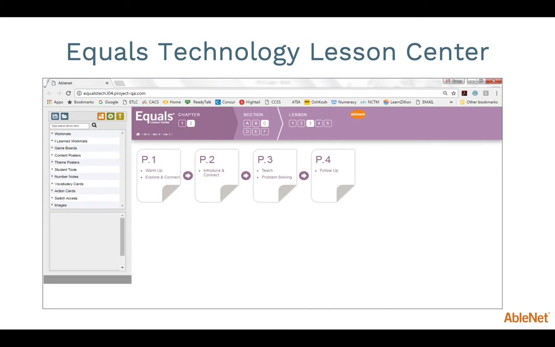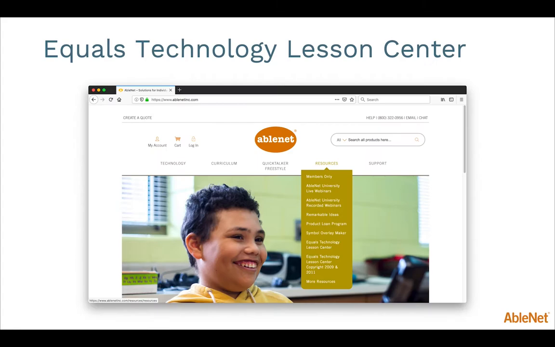Please refer to the Equals training webinar, Equals Technology Lesson Center, to see how this tool can be used during implementation of the curriculum. The link to the Equals Technology Lesson Center can be found on the AbleNet website on the Resources drop-down menu.